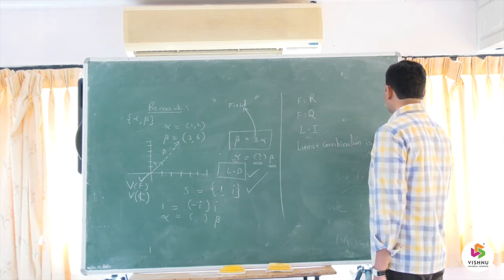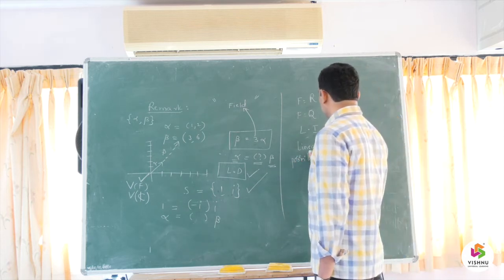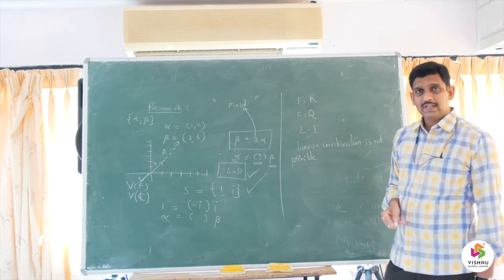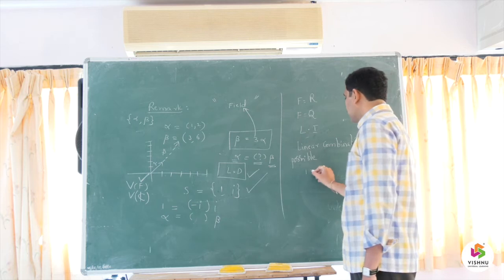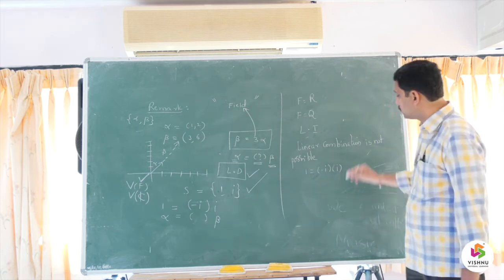The linear combination is not possible. You can ask whether a linear combination exists there. Yes, it is true. I have written 1 is equal to minus i into i. So this is true always.